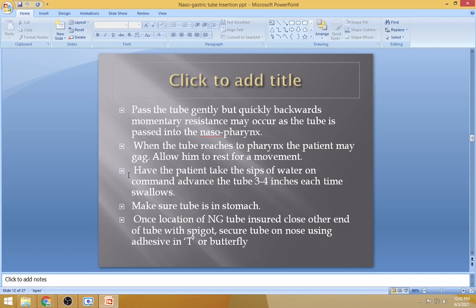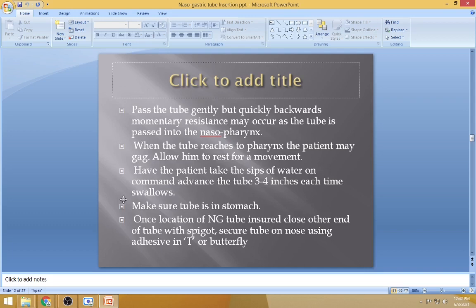Then you push air, then listen if the sound is coming there. Actually that is usually not practiced nowadays, but it is also one method if need be. Okay, then we will listen to the stomach with the stethoscope. If we hear that sound, that means the tube is in the stomach. Then we can also test with litmus paper, that indicator. If it's acidic, I will show you in the next slide.